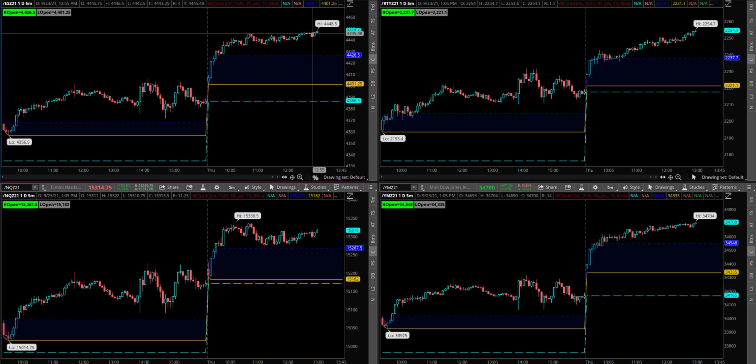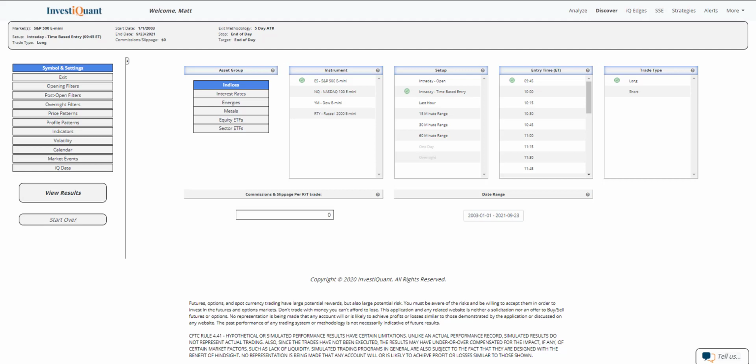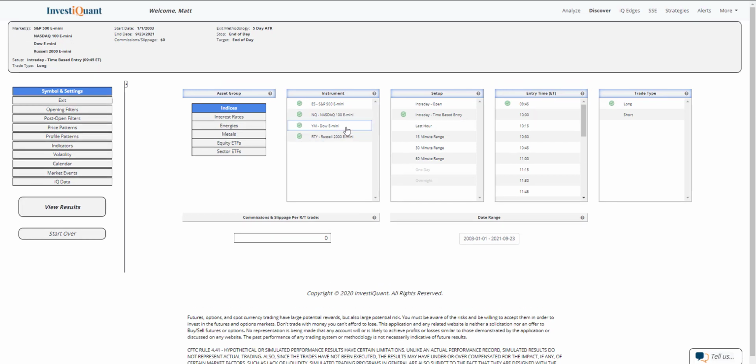So what we'll look at this afternoon is what has happened historically with this type of trend-like activity that we are seeing. So let me go ahead and select all four instruments. Setup will be based upon entering the market long at 3 p.m. Eastern Time, exiting at 4:15 p.m.